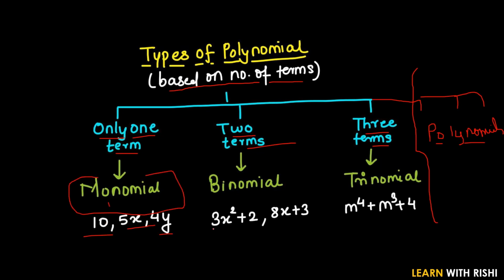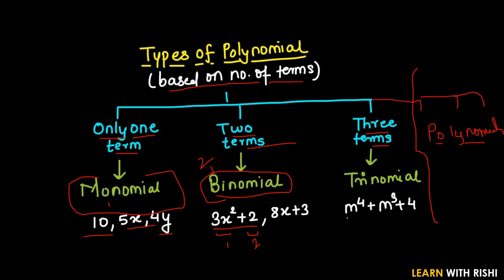If it has 2 terms, like 3x square plus 2, then 3x square is term number 1 and 2 is term number 2. So there are 2 terms here. We call it a binomial. Bi means 2 and nomial means terms. So an expression with 2 terms is known as a binomial.